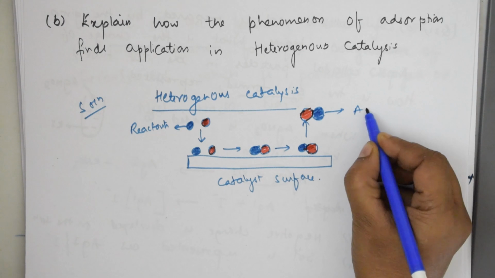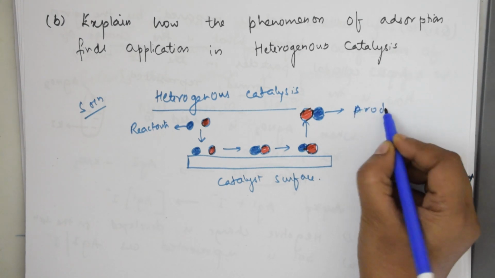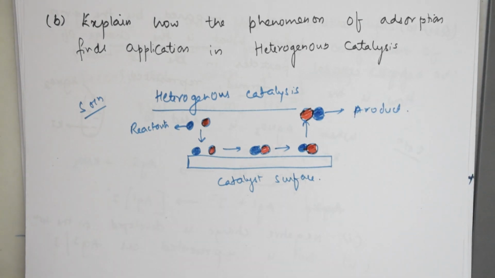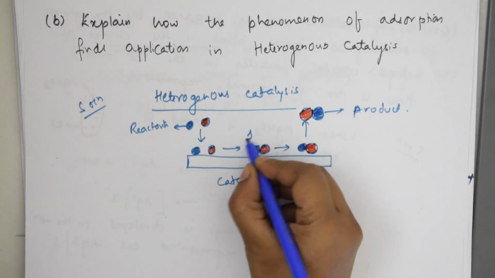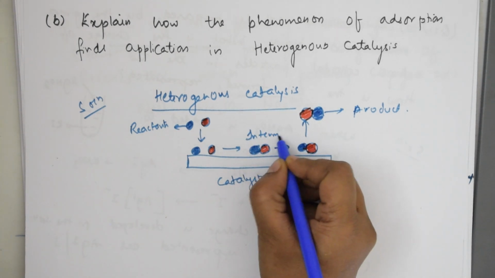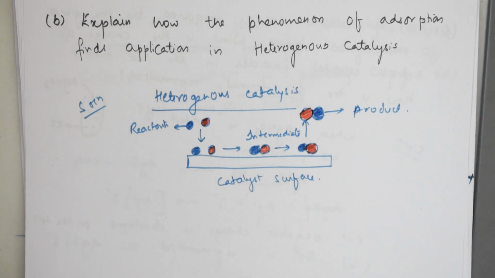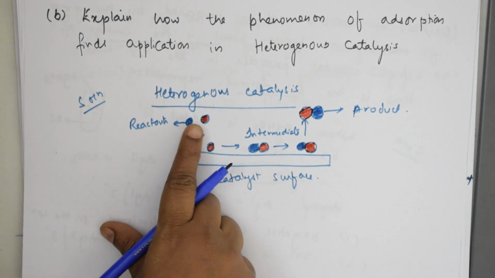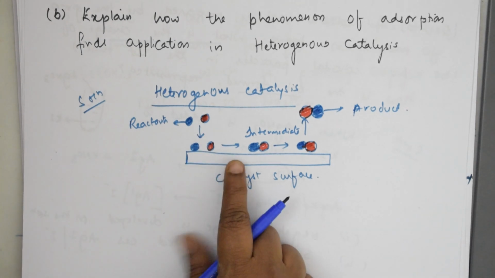This is your product. This is the catalyst surface. This is the intermediate. Okay, done? Yes. So here what happens? Adsorption of the reactants on the solid surface of the catalyst.